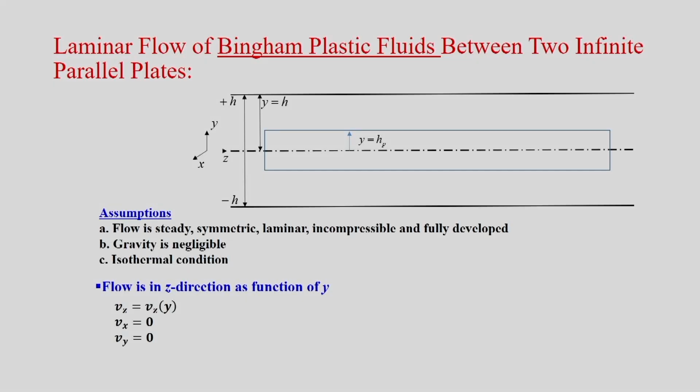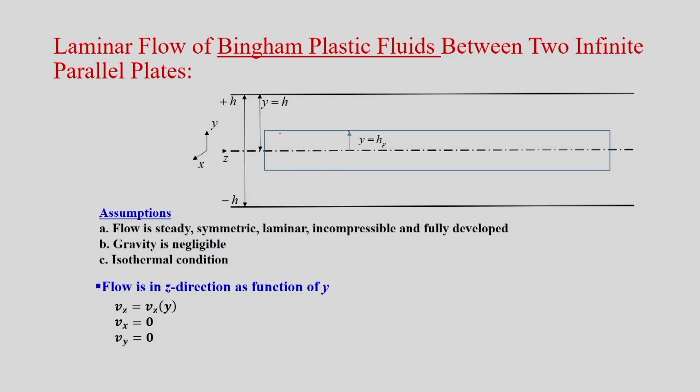But in addition to the previous problem, what is the difference here? It is a Bingham plastic fluid. We know that a Bingham plastic fluid does not flow unless the applied shear stress is more than the yield stress. The shear stress is 0 at the center and maximum at the wall. As you move away from the center upward, the shear stress gradually increases, and there will be a point, let us say y equals hp, where the shear stress becomes equal to the yield stress.